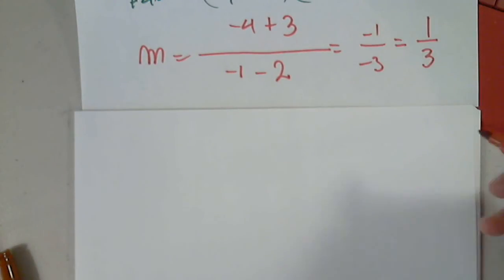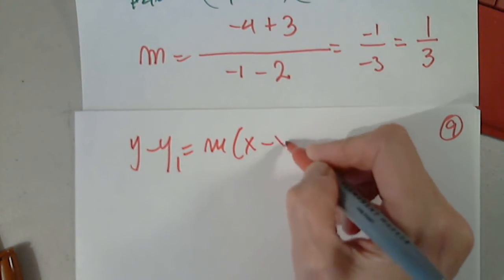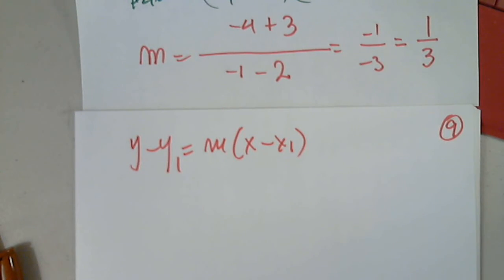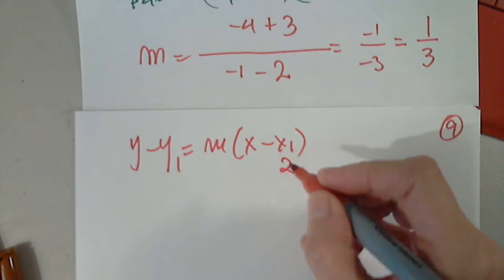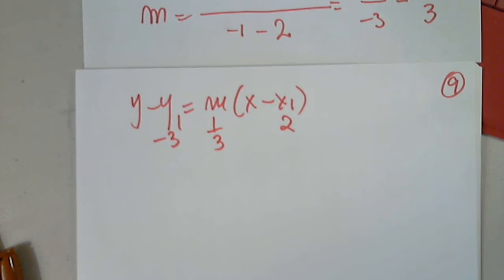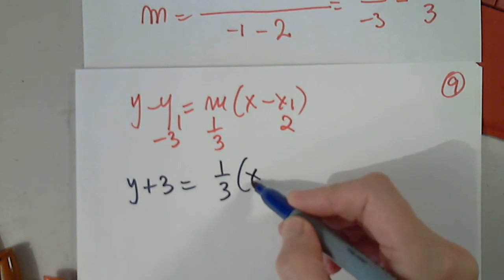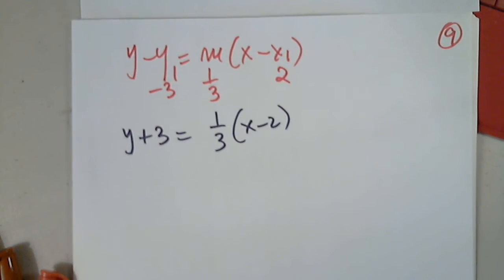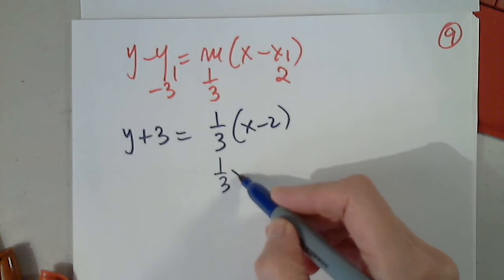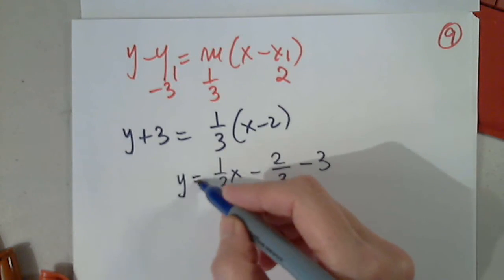So let's do just that. So y minus y1 equals the slope times x minus x1. It doesn't matter which point you want to use. I would like to use the first one with 2 and negative 3 and 1/3 as the slope. I perform all the operations I can, so this is y plus 3 equals 1/3 x minus 2. I distribute 1/3 minus 2/3, and then I bring negative 3 to the other side.